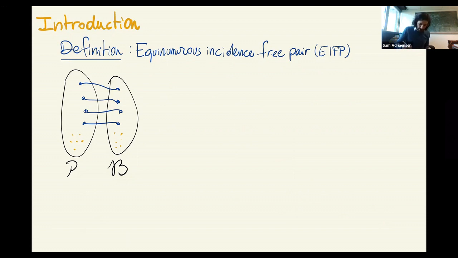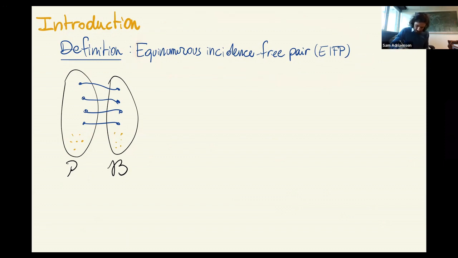And so if you have an edge dominating set of smallest possible size, we can assume that it's a matching. So it covers the same number of points as the number of blocks. And since the size of P equals the size of B, this means that the number of uncovered points equals the number of uncovered blocks. And the fact that we have an edge dominating set means that these uncovered points and blocks are a co-clique. So in other words, no point uncovered by my edge dominating set is incident with or contained in an uncovered block. And this gives us the definition of an equinumerous incidence-free pair.